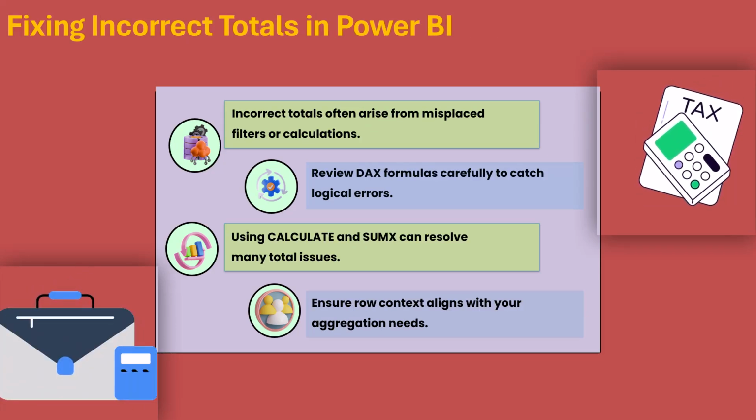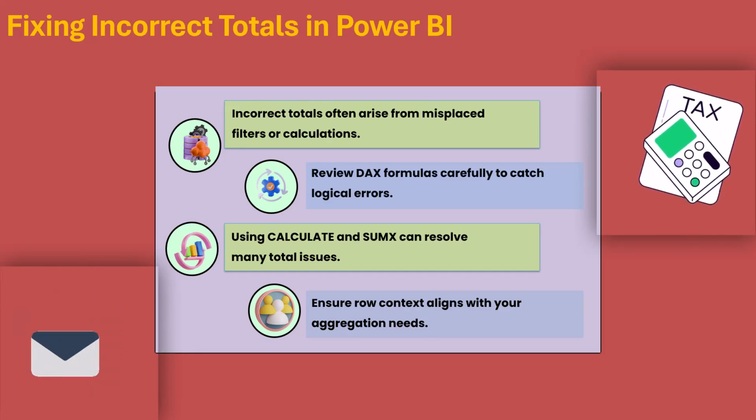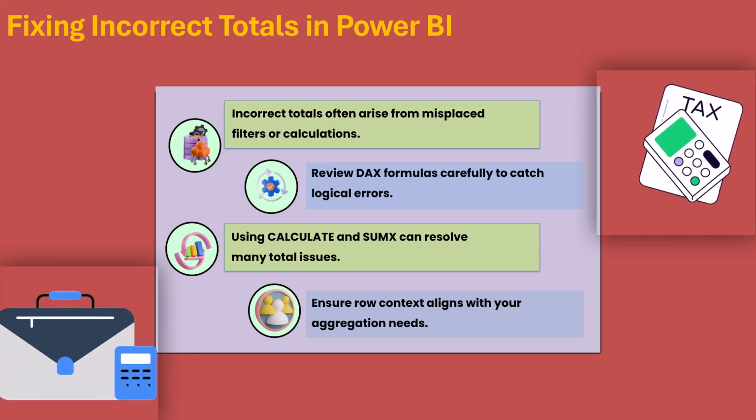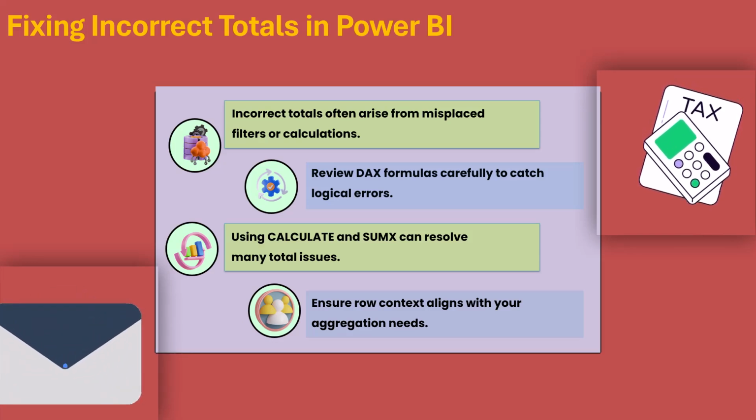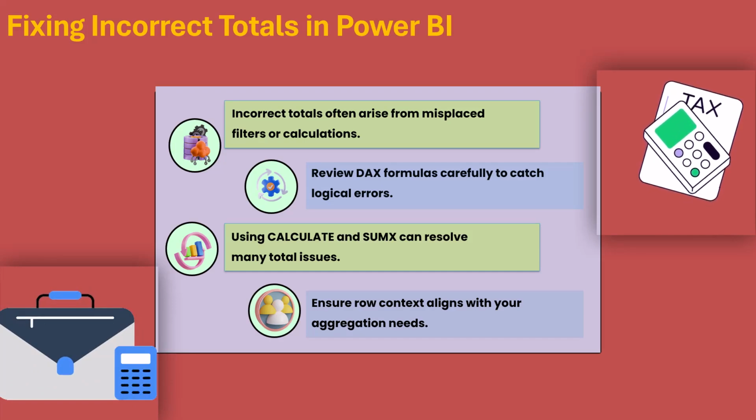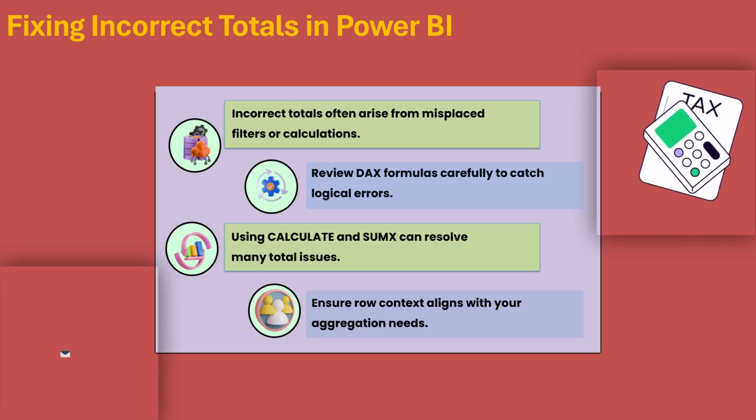The dreaded incorrect totals, every Power BI user's worst nightmare. These usually sneak in when filters or calculations go rogue. That's where Calculate and SUMX step in, like superheroes rescuing your numbers. And don't forget about row context. It's the little detail that makes a big difference. Fixing these ensures your reports actually make sense and don't send your boss into a state of confusion.